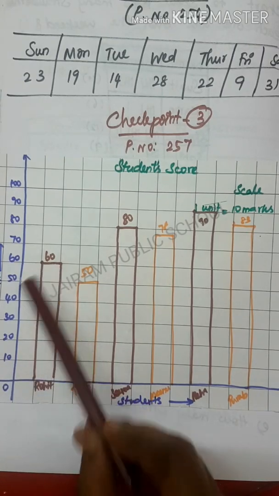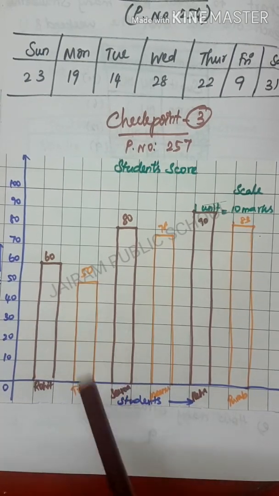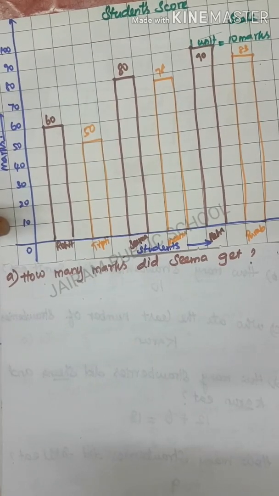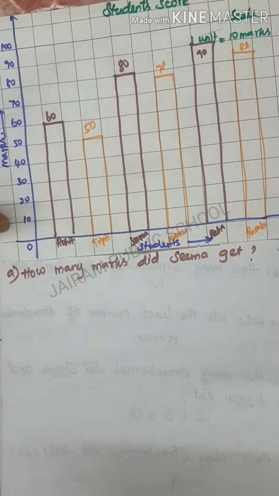Rohit scored 60 marks, Tripti scored 50 and Seema scored 80. Then Meenu scored 78, Neha scored 90, Purab scored 83. Now we have analyzed the bar graph completely. So it has the title, it has the scale values, and the horizontal and vertical data, all completely analyzed. Let's move on to the question part. Let's answer the questions one by one. I'll write down the questions one by one and then we can answer each of them.